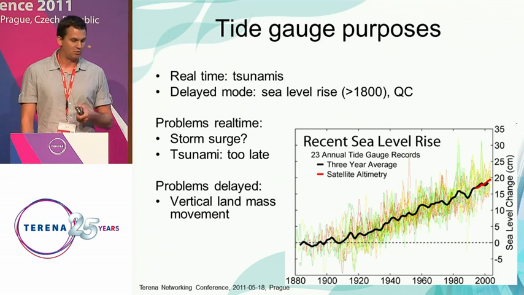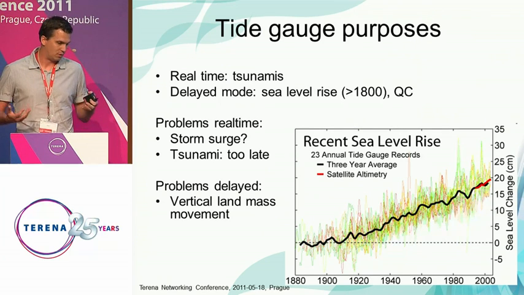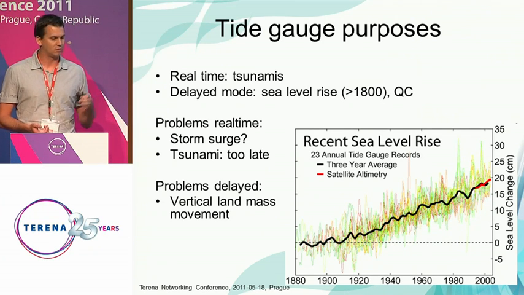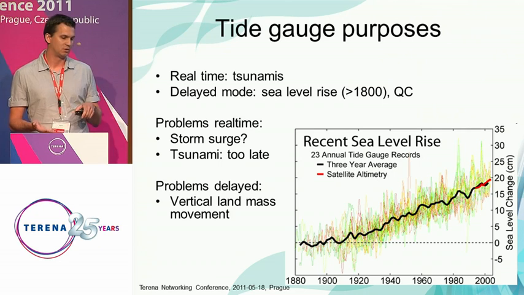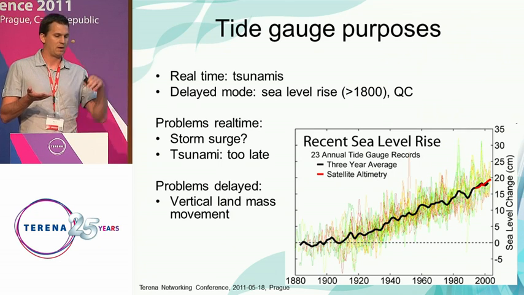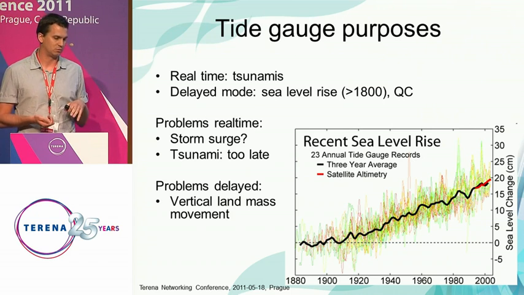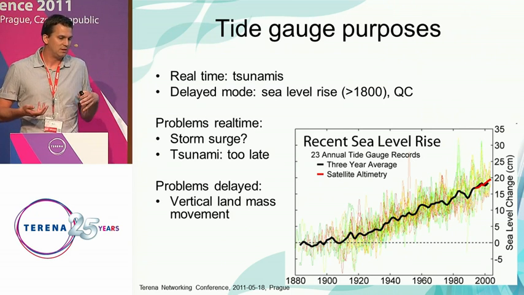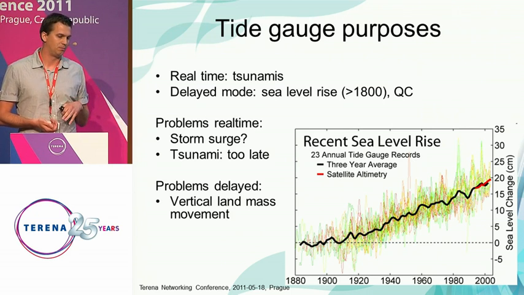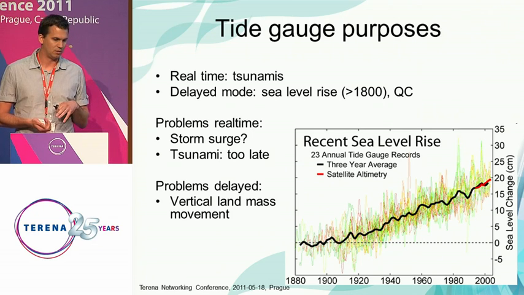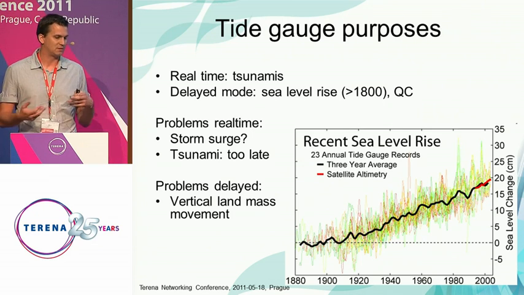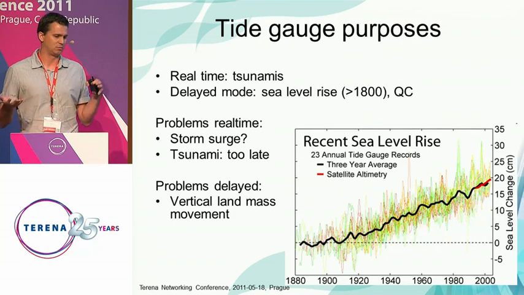For the delayed mode data, there was also an issue. Whenever there is an earthquake, you can have a vertical landmass movement. So the land can go up, and there could be less water in the water column. This would indicate a difference in sea level, but that's not true because the land has just moved up or down.